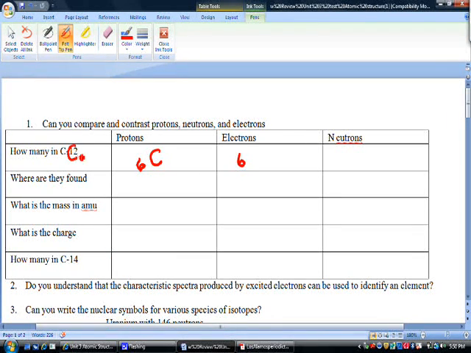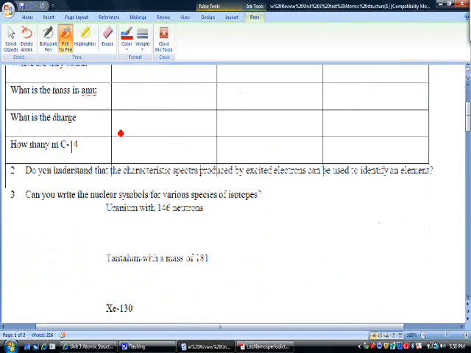Now this 12, remember, is the mass number, and that mass number is the mass of protons added to the mass of neutrons. So that means we must have 6 neutrons, to make 6 and 6 add up to 12. So you should be able to answer those kinds of questions. Where are they found? What are their masses? What are their charges?